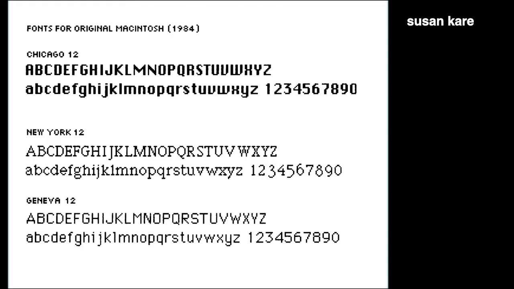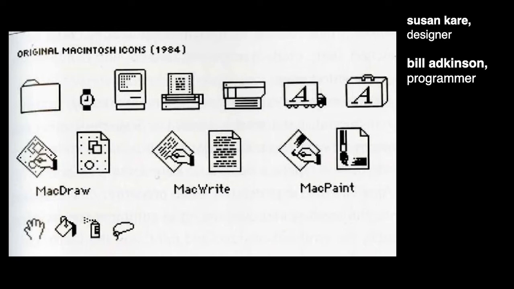The Macintosh featured a bitmapped display in which each pixel on the screen was individually controlled by a single bit of computer data. The fonts for the original Macintosh in 1984 included Chicago, New York, and Geneva. Susan Kare designed the on-screen icons, pictographs that became a symbolic language, allowing interaction between woman and machine.